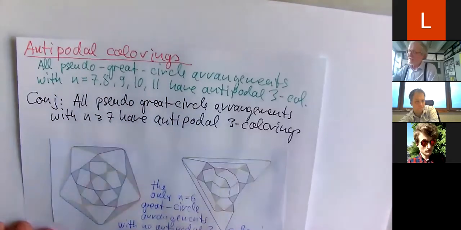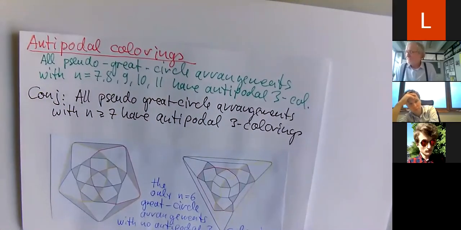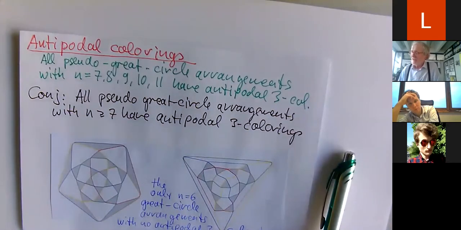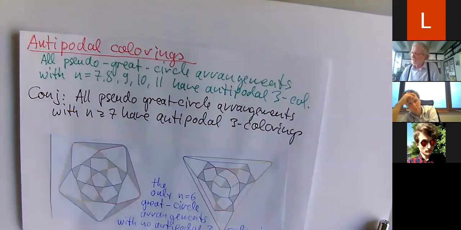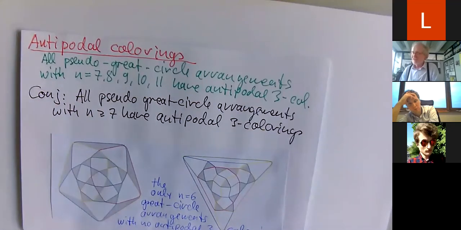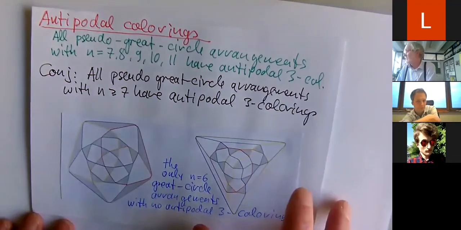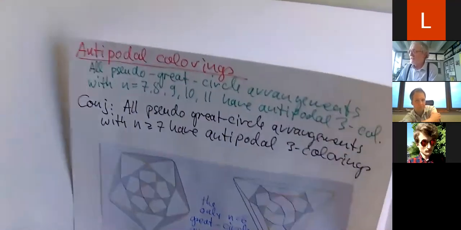And here is more data and more conjectures. So all pseudo great circle arrangements with 7, 8, 9, 10, 11 points have antipodal three colorings. And of course, we can turn it into a conjecture. And with n equals 6, there is just one example. There are these two examples which don't have an antipodal three coloring. Okay, so many, many new conjectures based on enumeration.